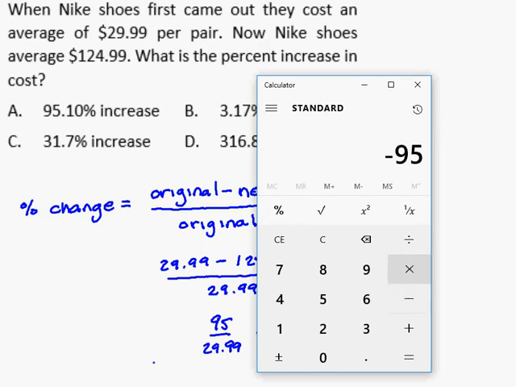So when I take that value, notice by the way it came out to be a negative. We can almost in this example just drop the negative. If you get a negative value, just ignore the fact that it's a negative. Basically, we're just looking for the difference between those two numbers. So I'm going to divide that by $29.99, and that gives me 3.17, we'll round it to. Okay, 3.17.